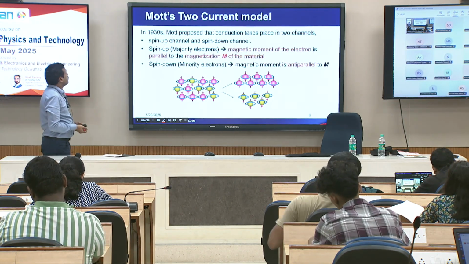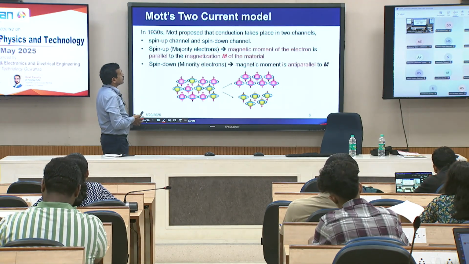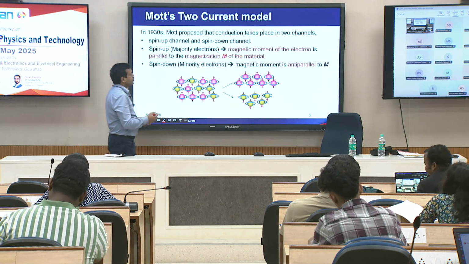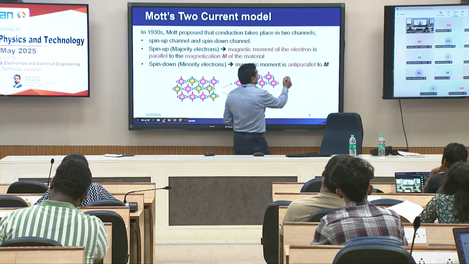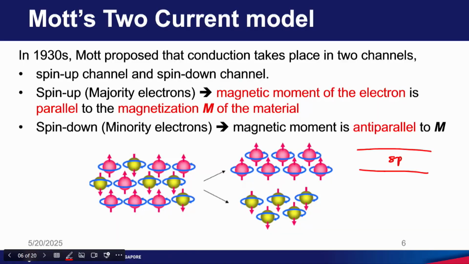Okay. So, in the 1930s Mott proposed that the conduction takes place in two channels. He says that there is one channel for spin up electrons and one channel for spin down electrons. You can imagine it is like a two road.